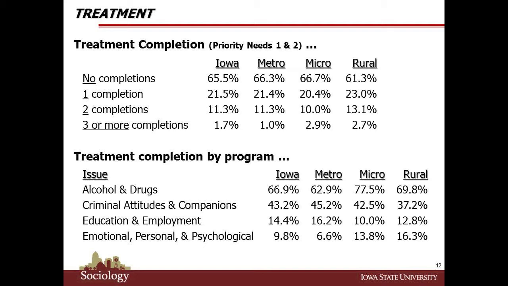And you can see that if you do that, about 35% complete at least 1 treatment. About 11% complete more than 1, and 3 completions is fairly rare. The primary priorities that are completed are for alcohol and drugs. Some criminal attitudes and companions are also prominent priorities. So that's good. Those are the priorities that are commonly occurring, can be effectively treated, and those are the ones that people are receiving services for.